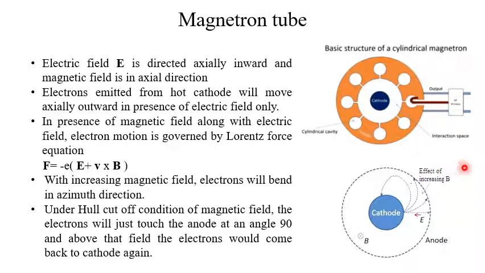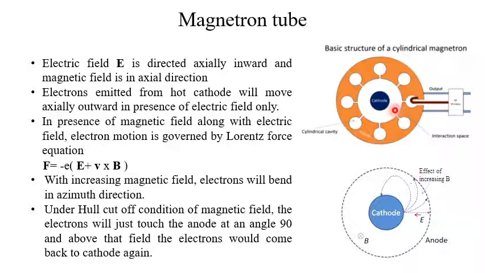So first, to understand the basic principle of operation, we have to understand the motion of electrons inside this interaction space. Since we actually have three types of field present in this interaction space, one is the DC electric field, another is the DC magnetic field, another is the RF field, it becomes a complex phenomenon to understand. So what we do, we will try to understand the electron motion one by one.